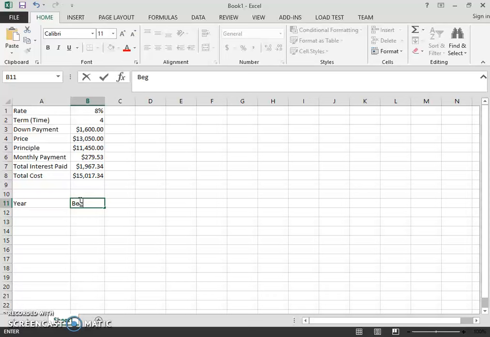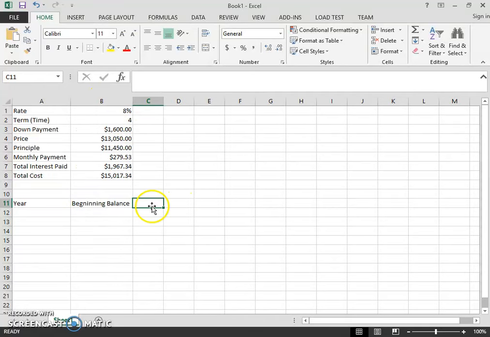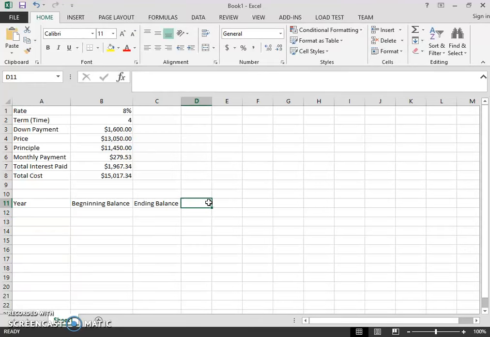Then we need to know what is our beginning balance. And right away, I'm going to go through and widen my cell so I have everything there so I can read it easily. So at the end of the year, we need to know what is our ending balance. We want to know how much total did we pay throughout the year on the car that we purchased up above, and then we want to know how much total interest at the end of the year did we pay.